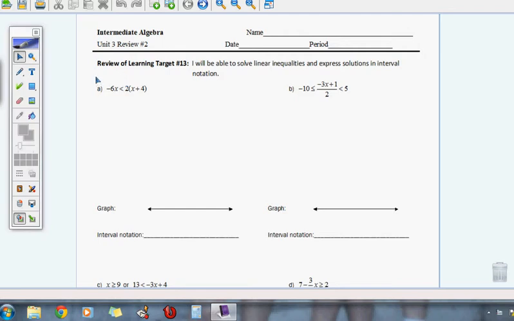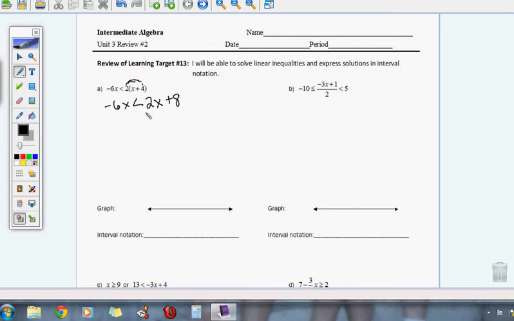Learning target number 13, part A here. Solving this inequality, the first thing we are going to do is distribute the 2 on this side. So we will have negative 6x, which is less than 2x plus 8.